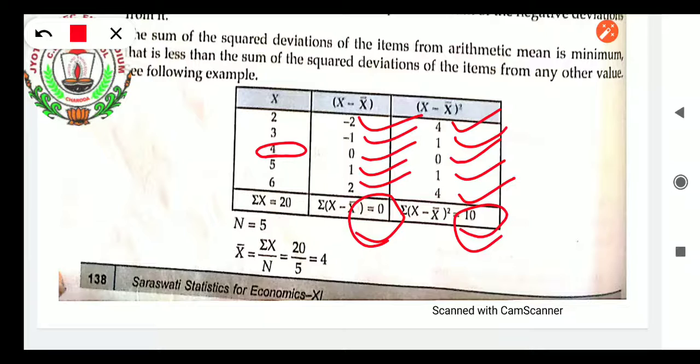Why? How much did n come to? That is 5. How did it come? The formula of mean is mean equals sum of x upon n. So how much did the answer come to here? That is 20 divided by 5. What is the mean answer that came? 20 divided by 5, we got 4.